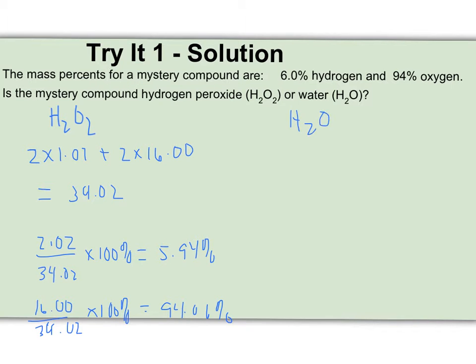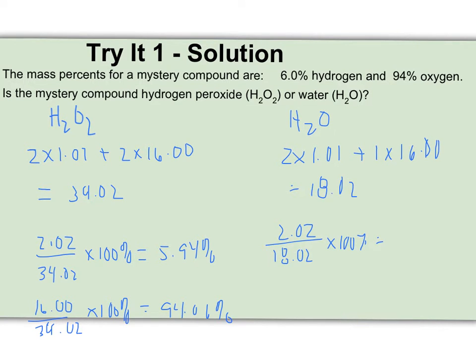And then H2O, remember, has just the 2 hydrogen and only 1 oxygen. So its molar mass is 18.02. And when I set up the percents, it's 2.02 over 18.02 times 100%, or 11.21% hydrogen. And again, I can set up the proportion, or I could subtract from 100. I usually go ahead and set up the proportion just to kind of double check my work. And this gives me the 88.79% oxygen.